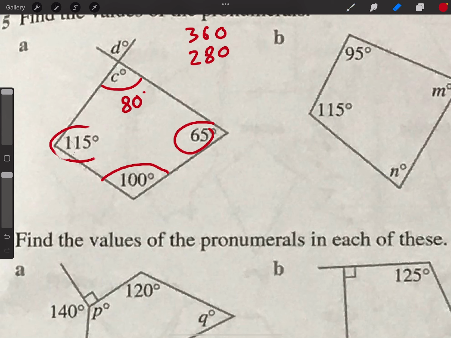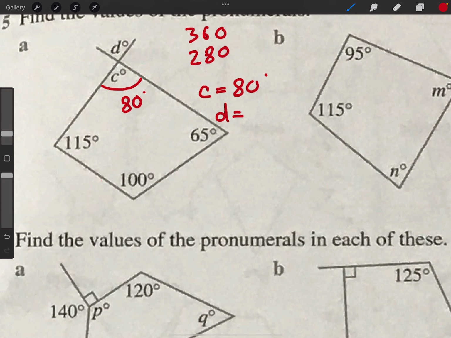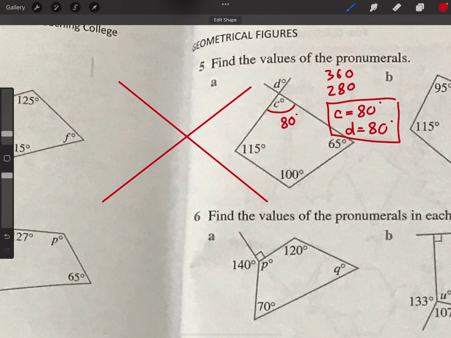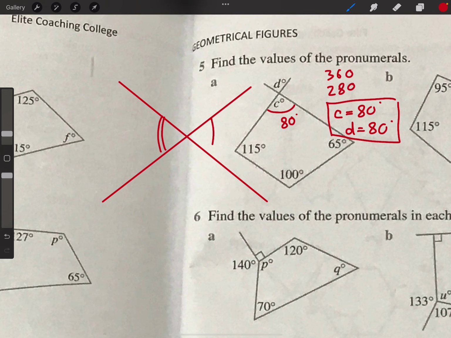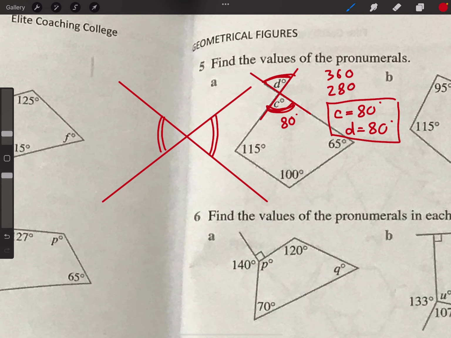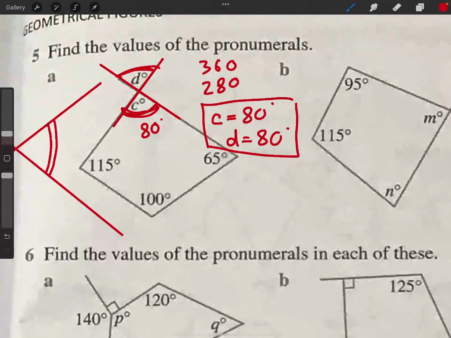Now if C is 80 degrees, I'm going to write here C is equal to 80 degrees. That means D must also be equal to 80 degrees. And why is that the case? The reason for that is because when you have two straight lines, the opposite angles are going to be equal. Can you see here we got two straight lines? So that means that angle C is equal to angle D. So if angle C is 80, then D must also be 80 degrees.